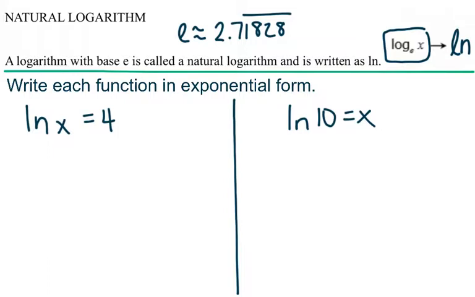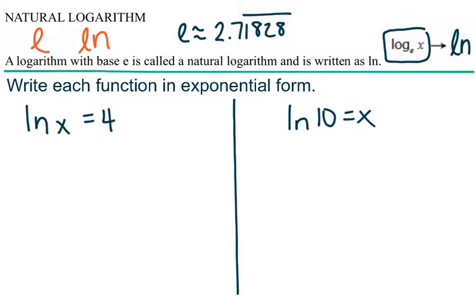Okay. So we're going to write each function in exponential form. So the only thing you need to keep in mind is an E and an ln, they kind of undo each other. Alright, so see how we have the natural log of x equals 4?